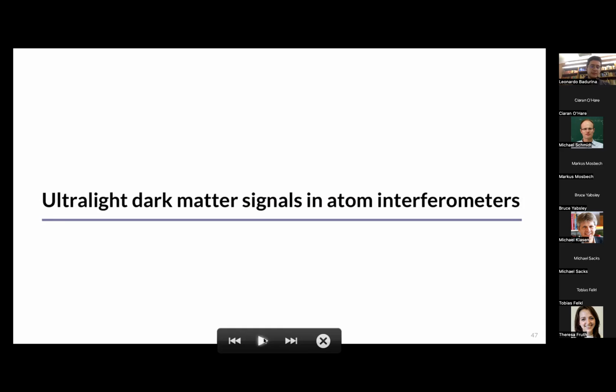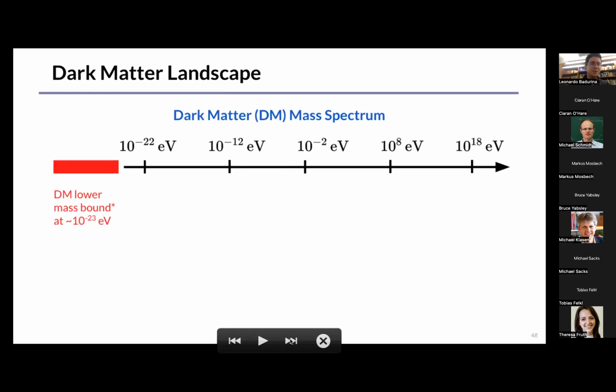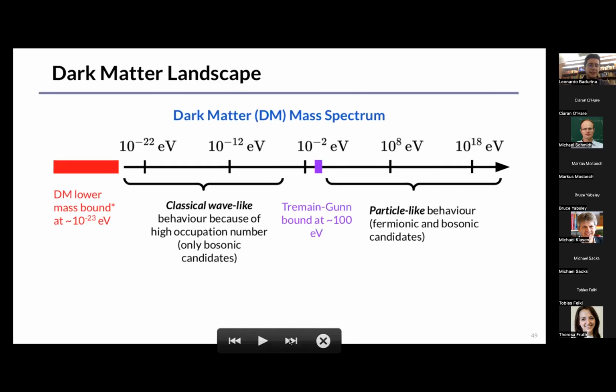I think we all know this story, so I'll move quite quickly here. When talking about ultralight dark matter, what I really mean is a dark matter candidate with mass less than about 10 to the minus 2 eV. And because of its high occupation number, this candidate must be bosonic. And specifically, that means that phenomenologically speaking, it is convenient and also correct to describe this field in terms of a classical wave.